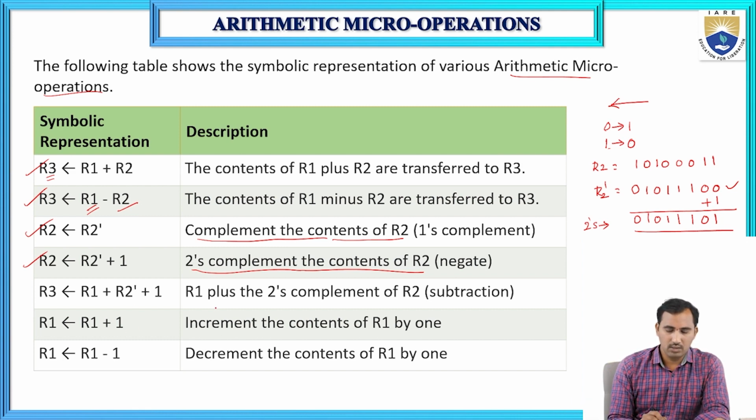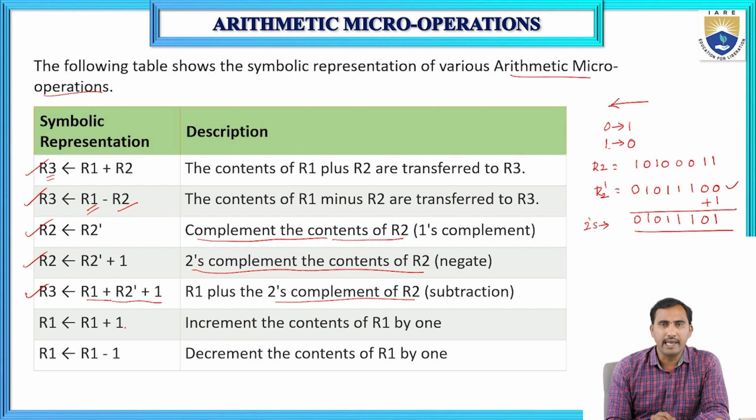Next, R1 plus R2 dash plus 1. So this is R1 plus the 2's complement of R2. Next, R1 plus 1. R1 plus 1 means incrementing the contents of R1 by 1. Next, decrementing. Decrementing the content of R1 by 1.